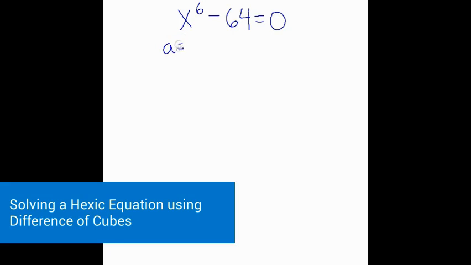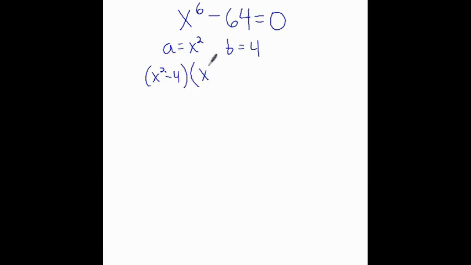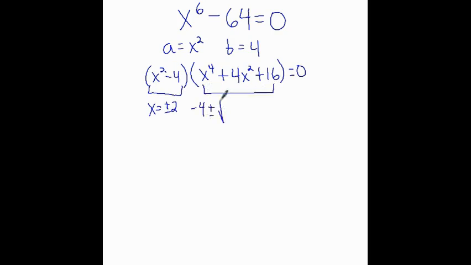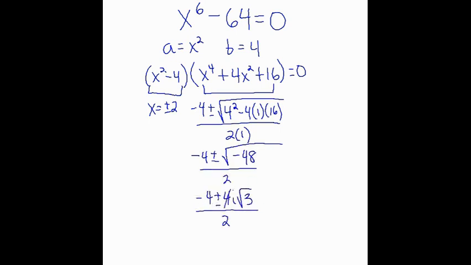That means we're going to have to set up a, that'd be x squared, and b would be equal to 4. So x squared minus 4 times the quantity x to the 4th plus 4x squared plus 16 equals 0. Now from observation, this really is just a difference of squares, so that's going to give us x equals plus or minus 2. Let's really quickly run through the quadratic formula. But remember, this is x squared, so we would need to take one more square root.